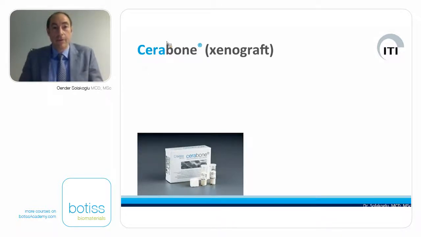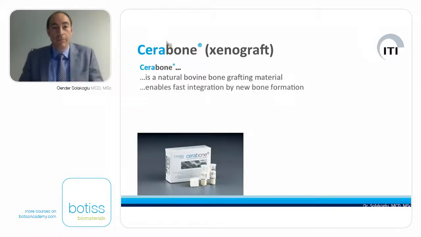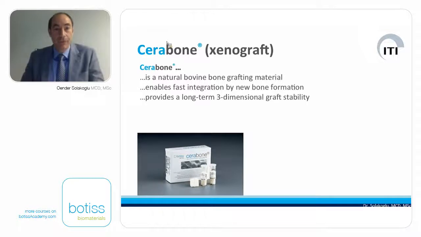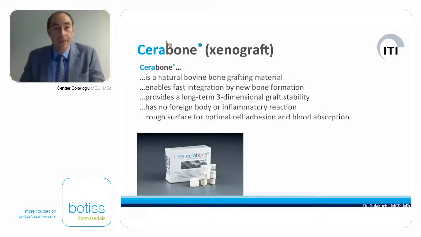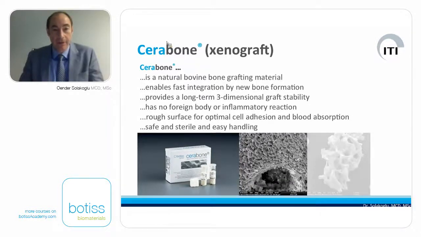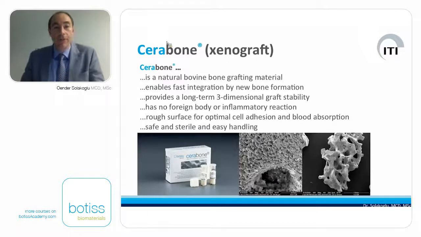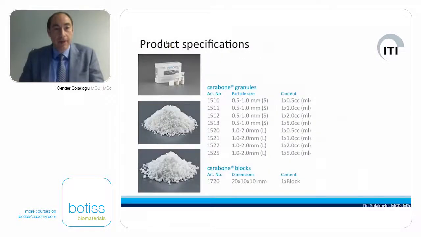This is the Cerabone, which is a xenograft. Cerabone is a natural bovine bone grafting material, and it enables fast integration and new bone formation. It provides long-term three-dimensional graft stability, as we all know, has no foreign body or inflammatory reaction, and a rough surface for optimal cell adhesion and blood resorption, and of course it's safe, sterile and easy to handle. So this is an electron microscopic view of this material with all its properties. And this is basically the product specifications. The granules come in different sizes and different volumes.